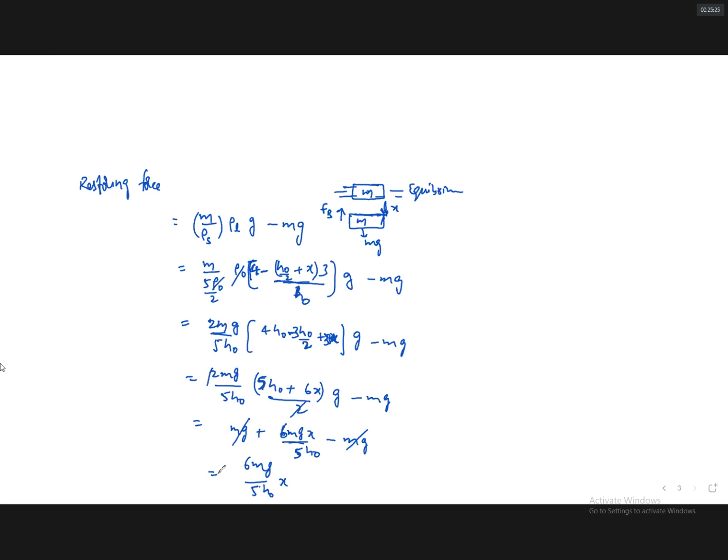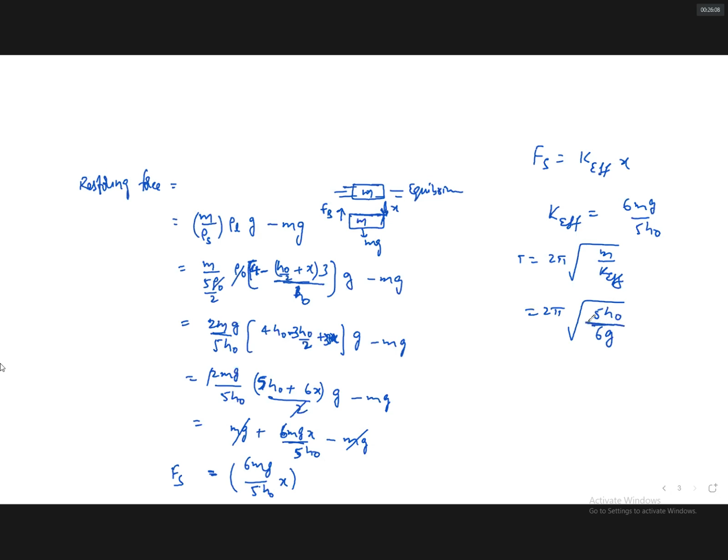This is the extra buoyancy term when it is pushed down by a distance x. Therefore, that restoring force is provided by extra buoyancy. So we compare this restoring force with the spring force, that is, the effective spring constant into x. Therefore, the effective spring constant for this process is 6 mg by 5 h naught. Therefore, the time period of oscillation is 2 pi root over m by k effective, so we get 5 h naught by 6g.